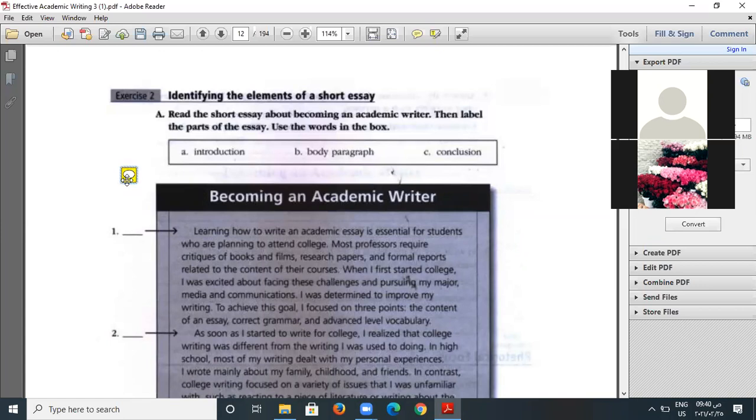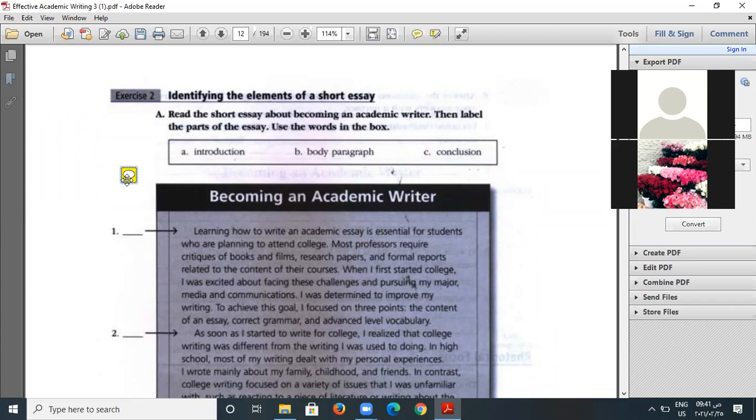In the introduction there are three elements. First is the hook. The hook must be attractive, not just any sentence. That's number one. Learning how to write an academic essay is essential for students who are planning to attend college is a hook which attracts the reader to read your essay.